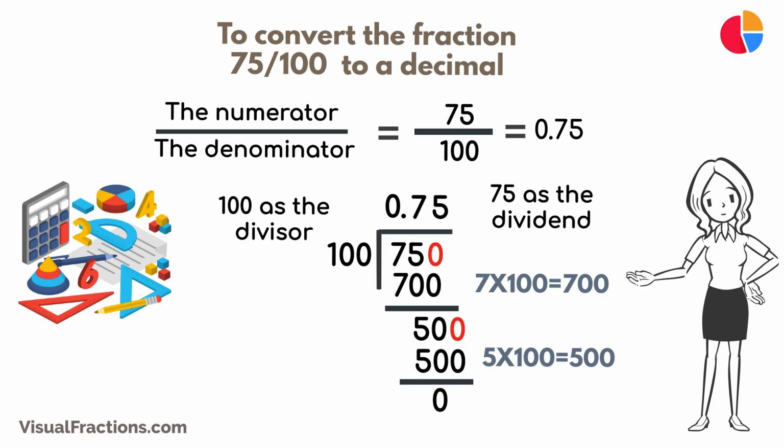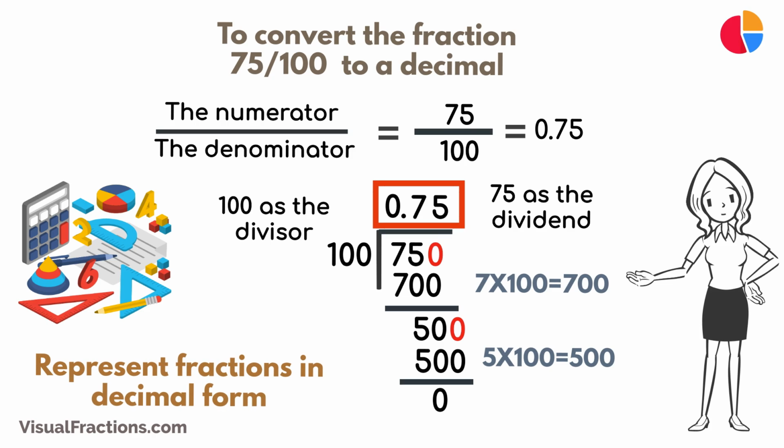So, there we have it. The fraction 75/100ths converted to a decimal is 0.75. This conversion process demonstrates a straightforward method to understand and represent fractions in decimal form.